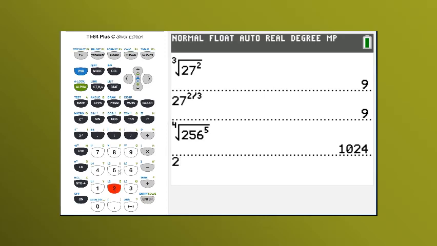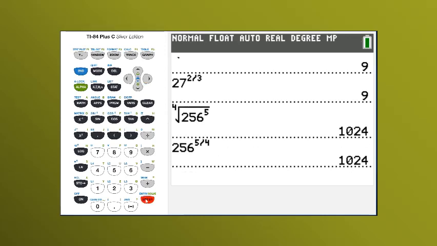And let's just enter it as an exponent, as 256 raised to the power of 5 over 4. And again, I hope I'm going to get 1024. And in fact, I do.